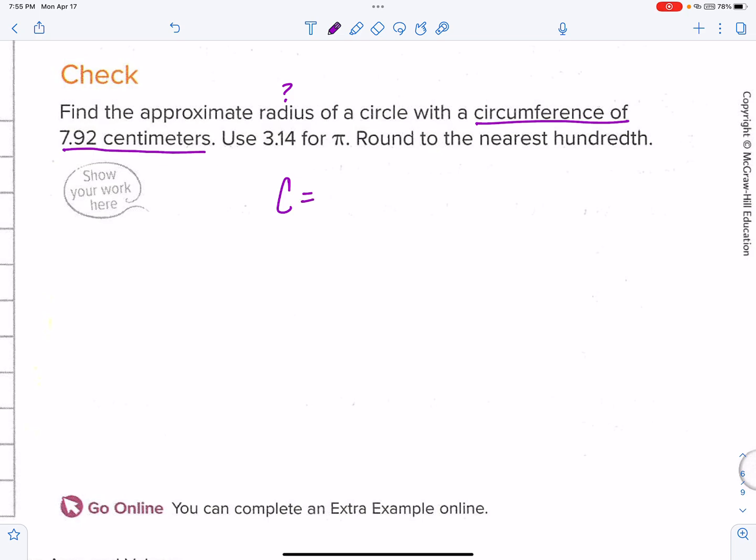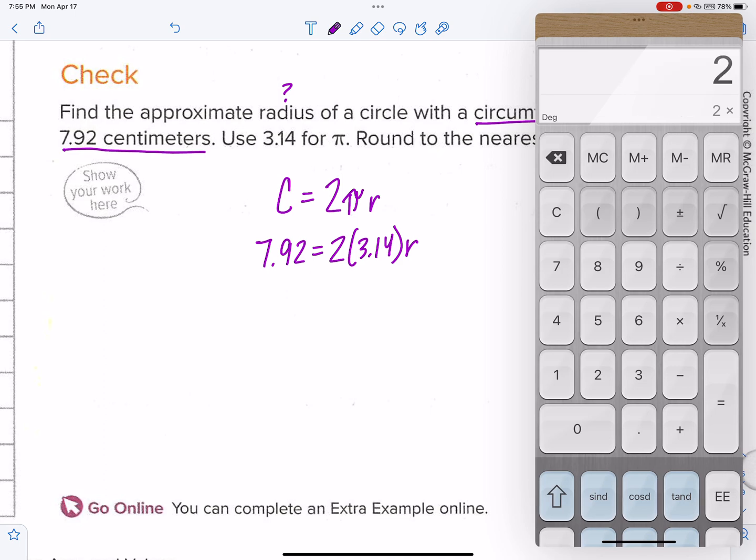All right, because I'm trying to find radius, I'm not going to use pi d. I'll use 2 pi r, and plug in what I know. Circumference of 7.92 equals 2 times 3.14 times r. Let's go ahead and solve what we can first. So 2 times 3.14 is our 6.28.